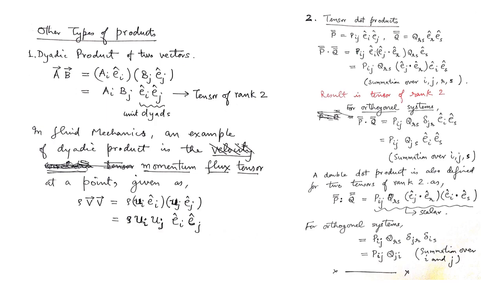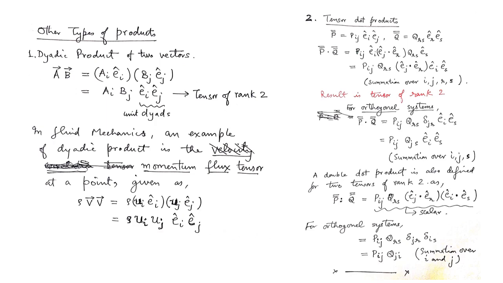When you just write two vectors neighboring each other, you are basically writing a dyadic product, which is written as Ai ei and Bj ej, and then Ai Bj written together, and the unit dyad ei cap ej cap written together. So if you take two vectors and do a dyadic product, the result is a tensor of rank 2. In fluid mechanics, an example of such a dyadic product is the momentum flux at any point. It behaves as a tensor at a point.